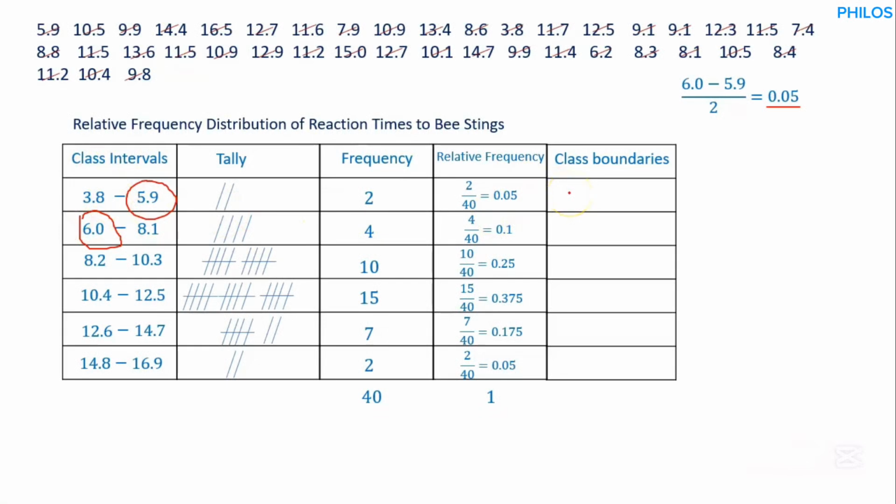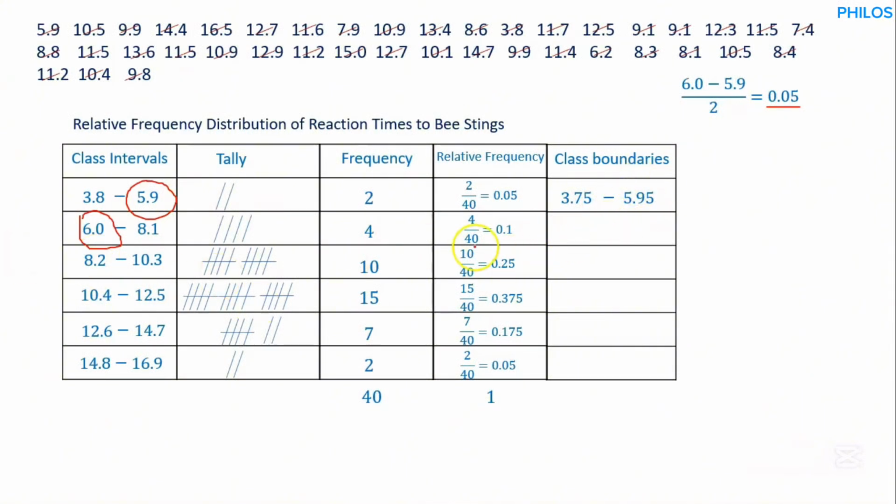When we deduct, we'll get 3.75. Then let's add it to Paul, which is 5.9. Before that, we put a dash here, so we add, that means "to". So we add the 0.05 to 5.9, and that will give us 5.95.